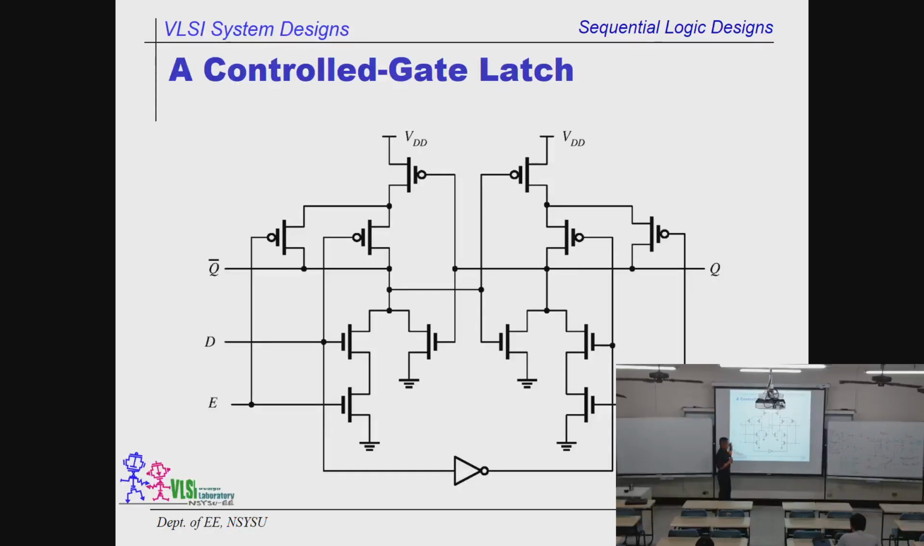When E equals 1, that means the foot switch is on, so the NOR gates here and there will operate normally. But when E is 0, the switch is closed, so the NOR function is killed. That's it. So this is the enable pin to enable the entire operation to function.